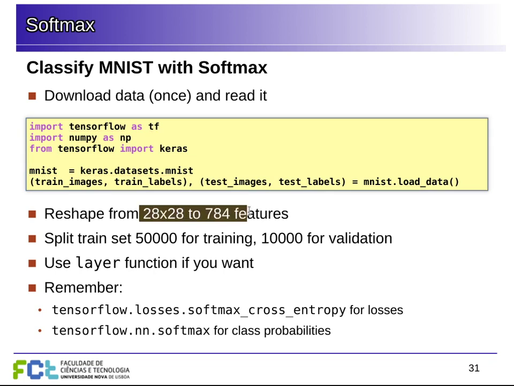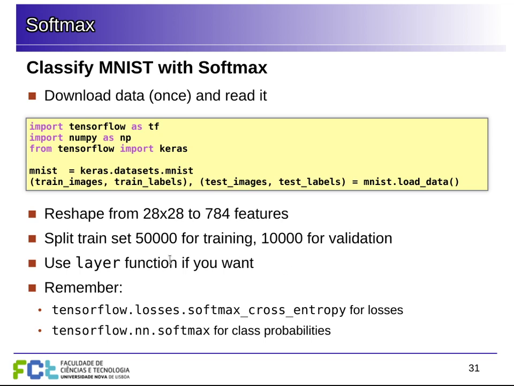So first we need to reshape the data, because this is a three-dimensional matrix, which is a stack of images, and we're going to put it in 2 dimensions, each example having 784 features in a row. And we're also going to split these 60,000 images in the training set. We're going to use 50,000 for training and 10,000 for validation.